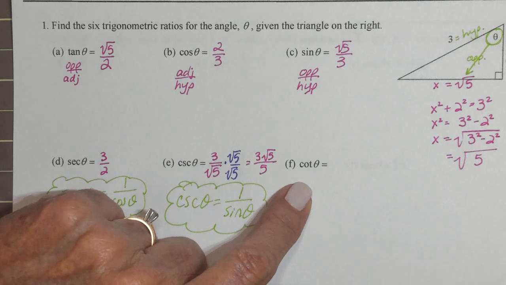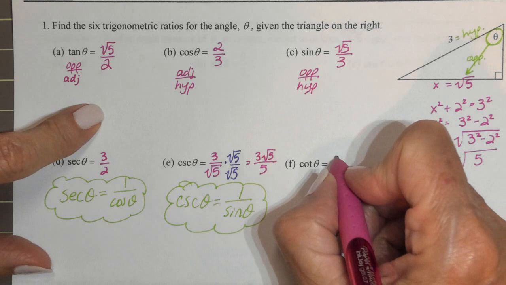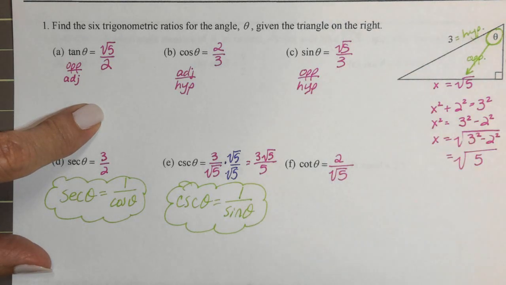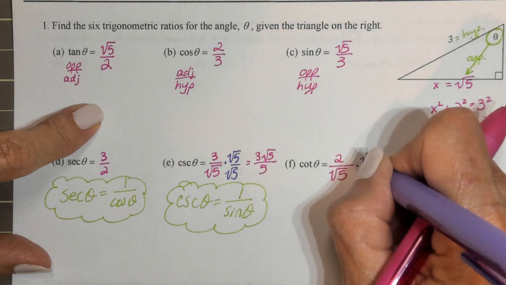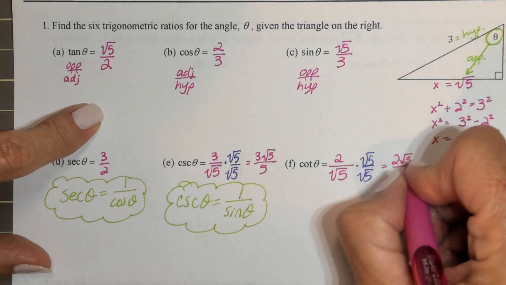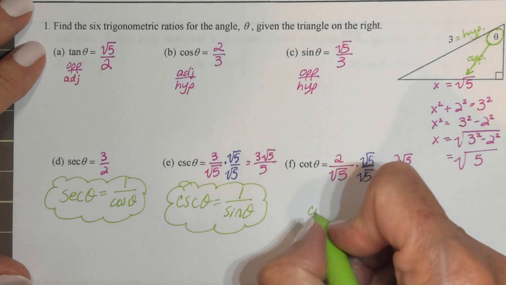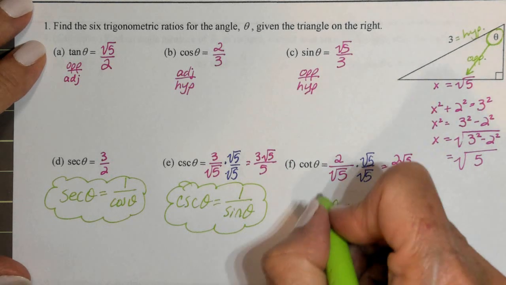Cotangent is the reciprocal of tangent. So 2 over square root 5. Again, we're going to rationalize that. And we're done. So cotangent is the reciprocal of tangent.